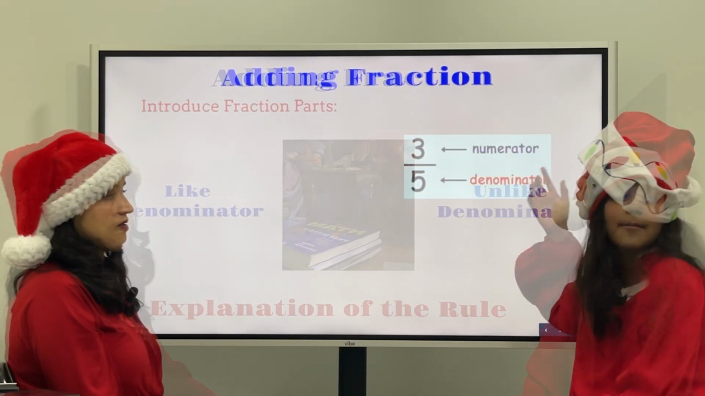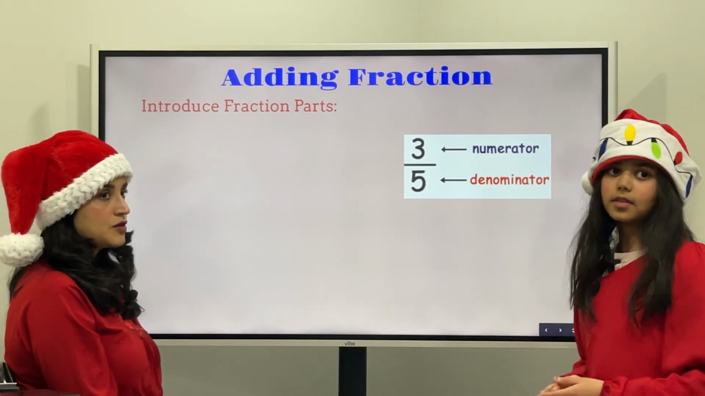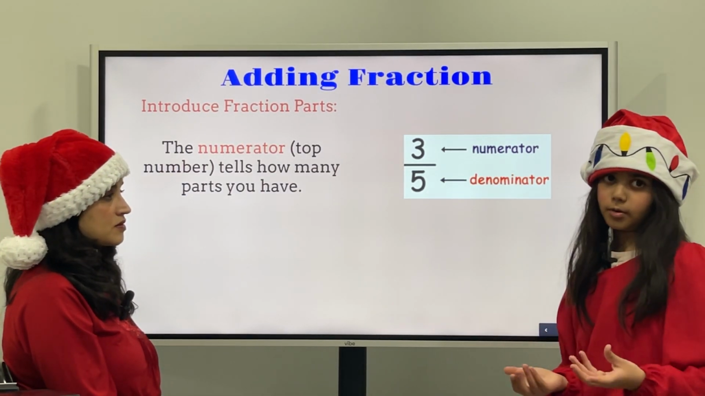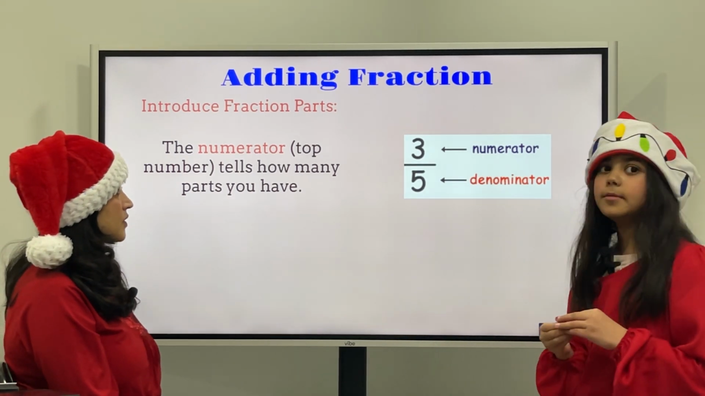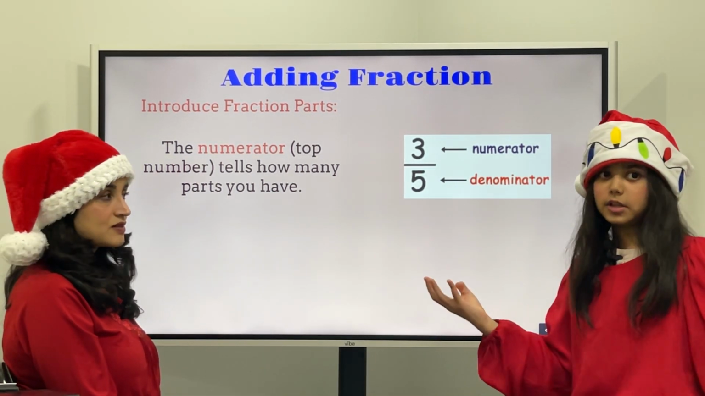So in fractions, we have a denominator and a numerator. A numerator means the top number. It means how many parts you have. So pretend we have a chocolate bar.